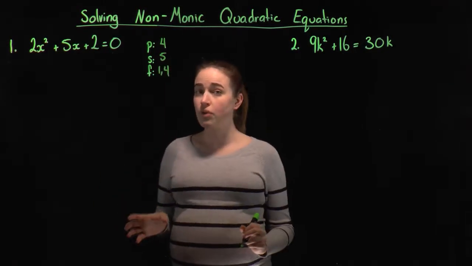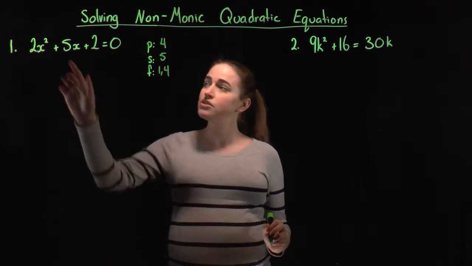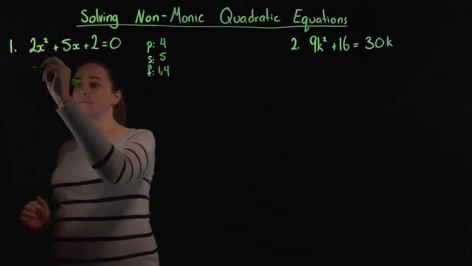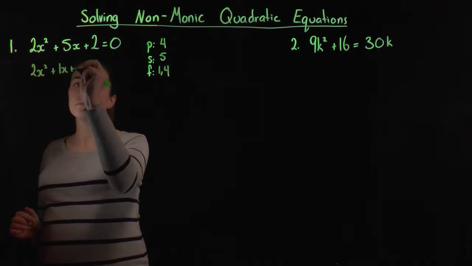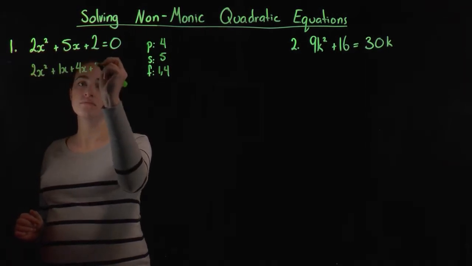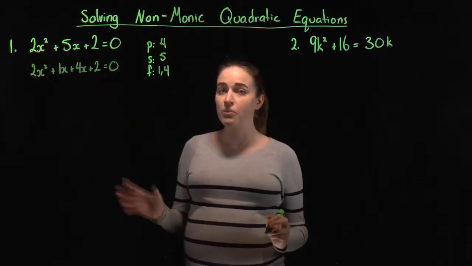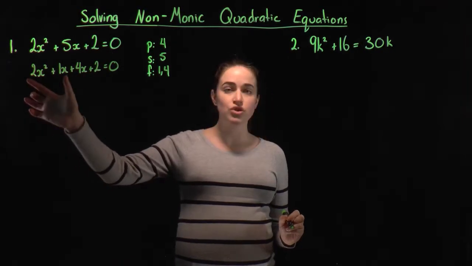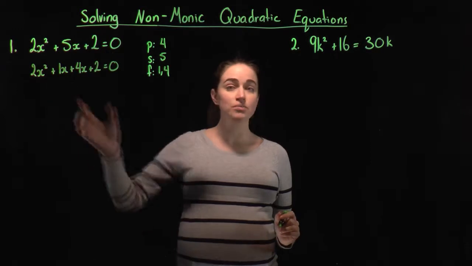Now remember with non-monics that's now going to become how we split that middle term up. So we're going to split the 5x into a 1x and a 4x. All right, now that we've split that middle term up, we can factorize by grouping. So if we have a look at this first two terms, we want to pull out any common factors. So our common factors here would be an x.